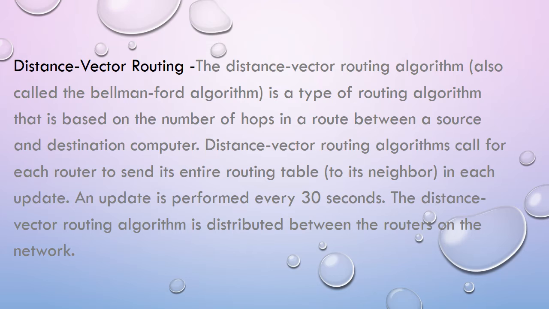Distance vector routing. The distance vector routing algorithm, also called the Bellman-Ford algorithm, is a type of routing algorithm that is based on the number of hops in a route between a source and destination computer. Distance vector routing algorithms call for each router to send its entire routing table to each neighbor in each update. An update is performed every 30 seconds.